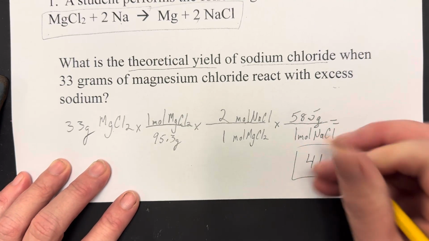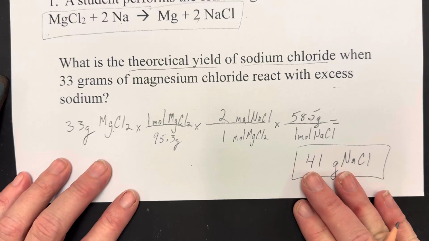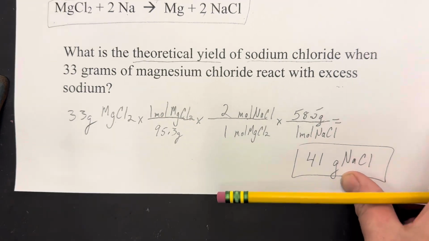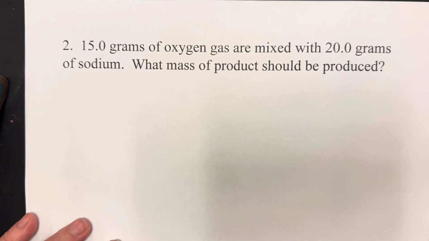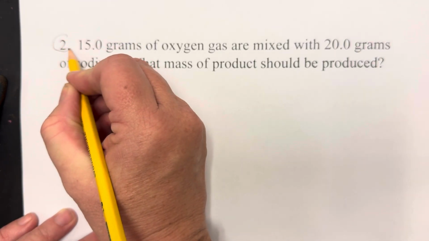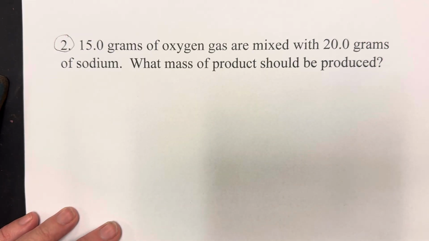Don't worry too much about the final rounding, just be reasonable with the numbers that we give you in the problem. All right, let's take a look at number 2. 15 grams of oxygen gas are mixed with 20 grams of sodium. What mass of product should be produced? Well, as we mentioned before, first thing is to write your balanced equation.